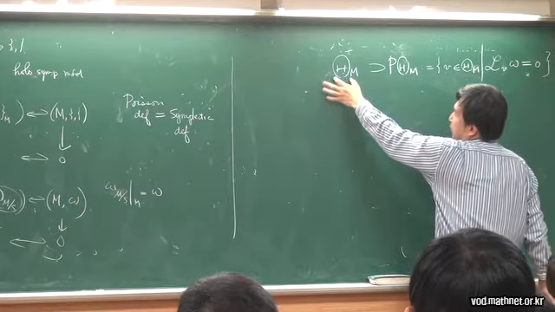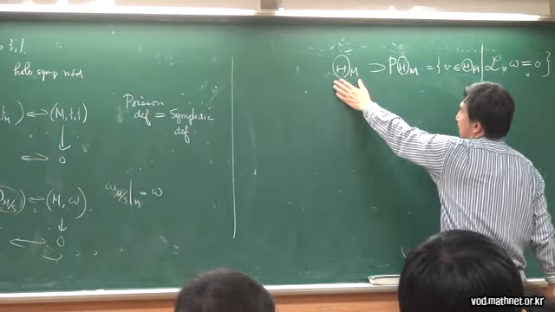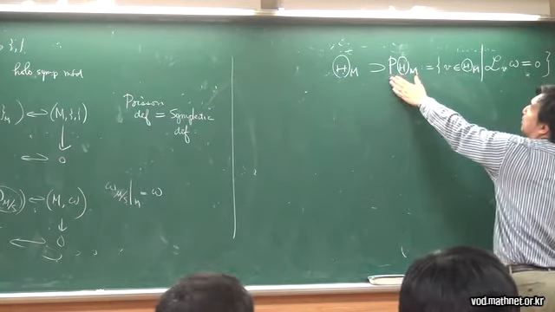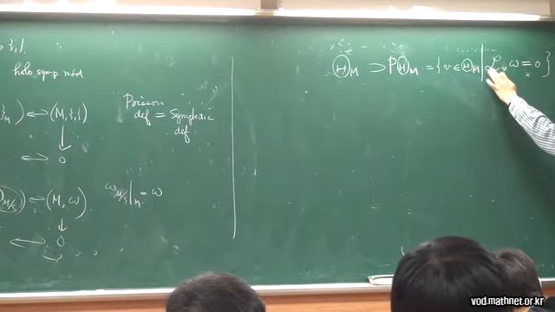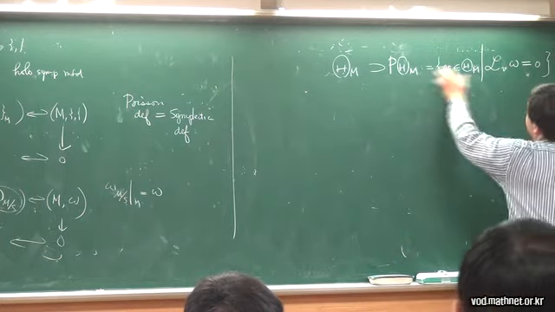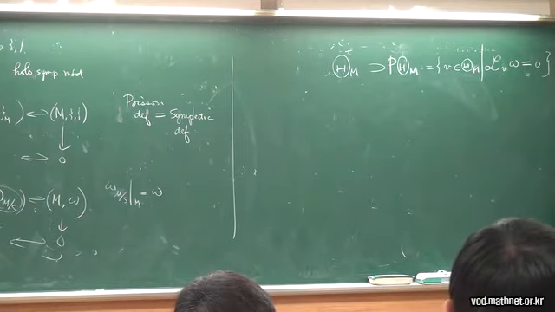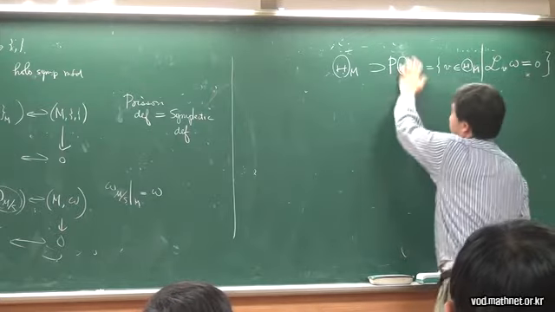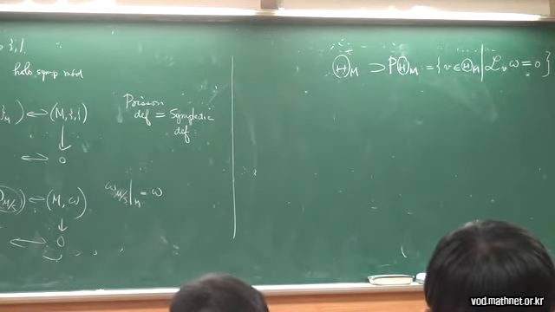An element of this sheaf is an infinitesimal automorphism of M. A section of this sheaf is an infinitesimal automorphism which preserves omega. The derivation being zero means that infinitesimally this automorphism preserves omega. Okay, so this is the meaning of this sheaf. Then the following proposition holds.